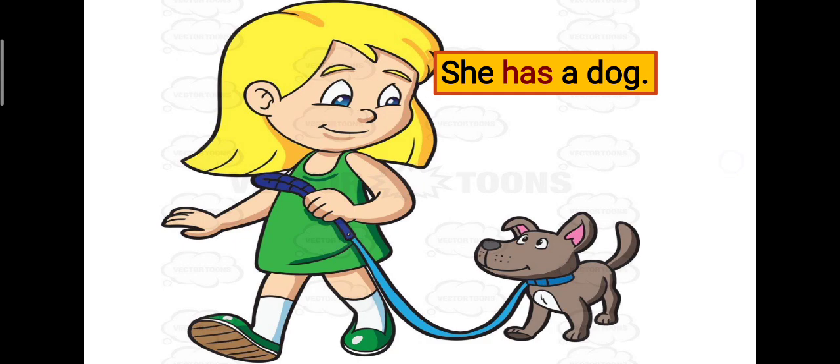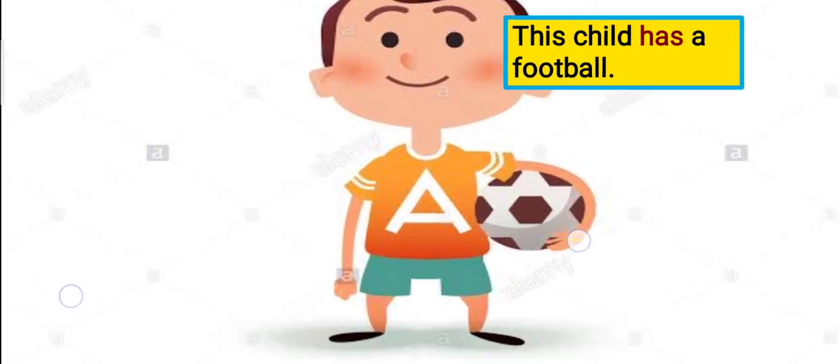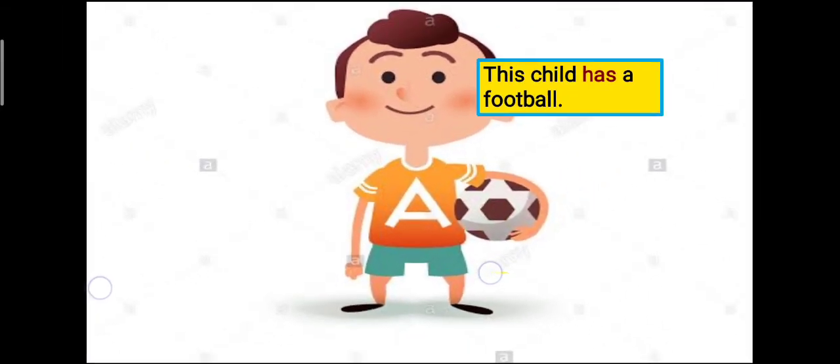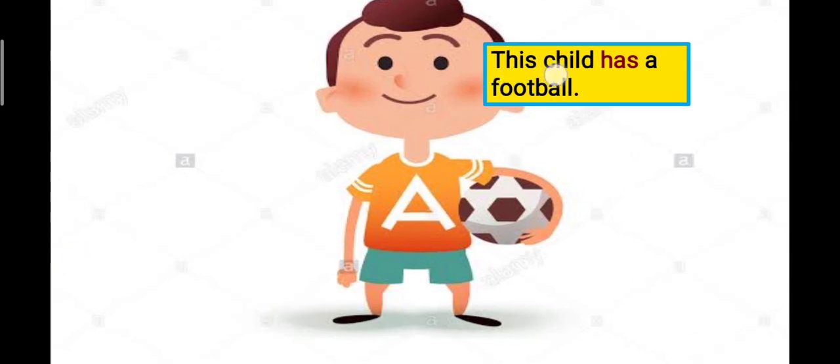In the next picture, yes, the boy is having a football in his hand. So what we will say? This child has a football. Yes, child is singular noun. So we have used here has.